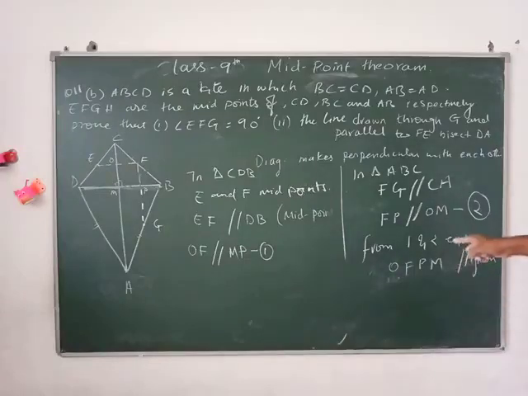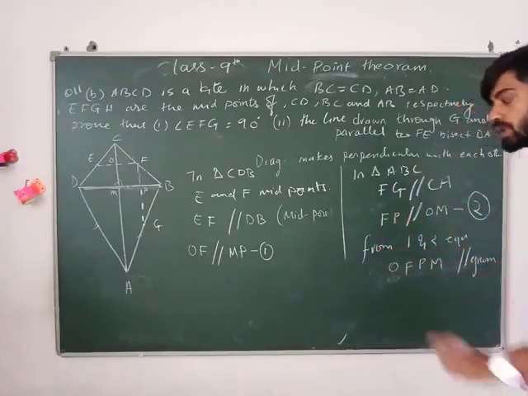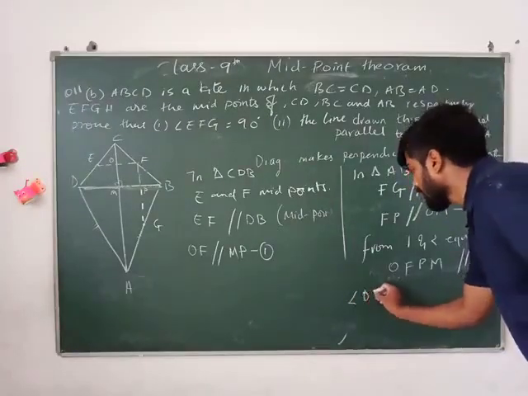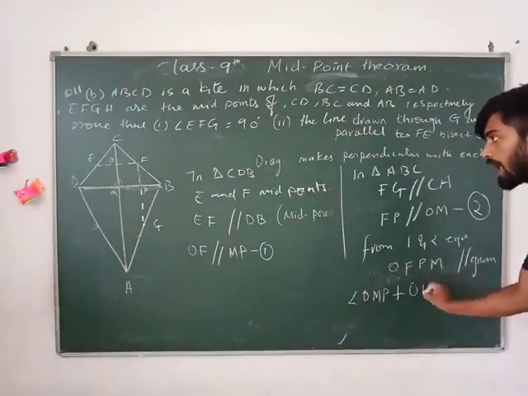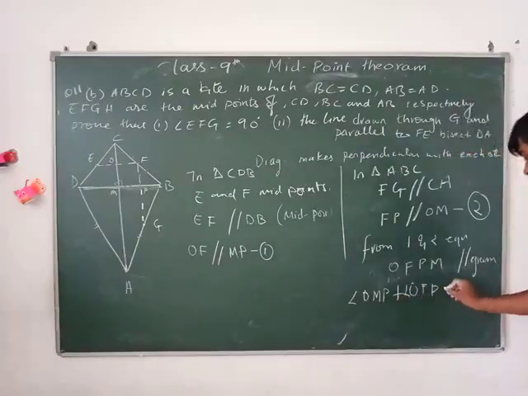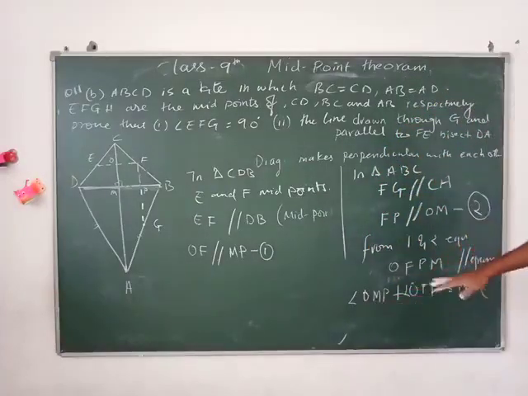If OFPM is a parallelogram, I can say that the opposite angles make 180 degrees. So what are the opposite angles over here? Just have a look. Angle OMP plus the opposite angle, OFP, OMP plus OFP equals 180 degrees. Why? Opposite angles in a parallelogram make how much? 180 degrees. So these are the opposite angles, and if I add them, I'll write equals 180 because opposite angles in a parallelogram make 180 degrees.